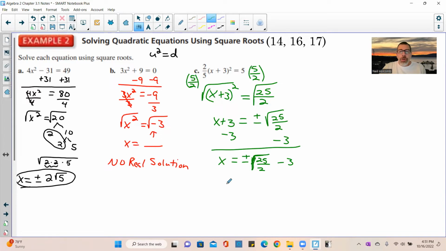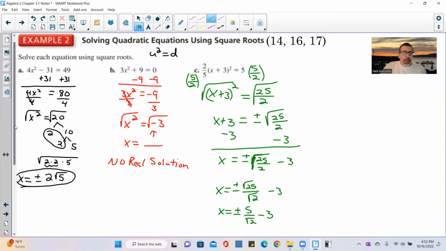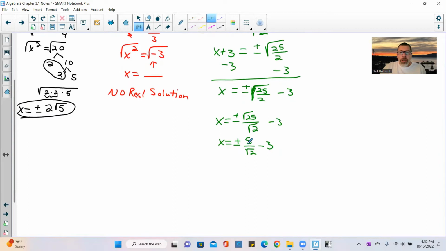I can take the square root of 25, so I'm going to simplify this some more. I can rewrite this as plus or minus the square root of 25 over the square root of 2 minus 3. And that simplifies even more to x equals plus or minus 5 over the square root of 2 minus 3. Okay, we're still not done. I'm going to expand this a little bit. We are still not done.